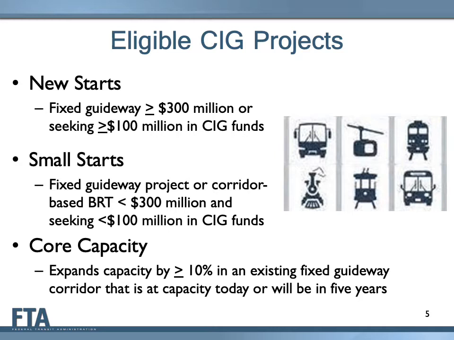And finally, Core Capacity projects are substantial corridor-based improvement projects that will expand capacity by at least 10% in an existing fixed guideway corridor that is at or over capacity today or will be in 5 years. The focus of the remainder of this presentation is on Small Starts projects. For further information on New Starts and Core Capacity, please visit the FTA website. There you can find similar recorded presentations on both New Starts and Core Capacity.